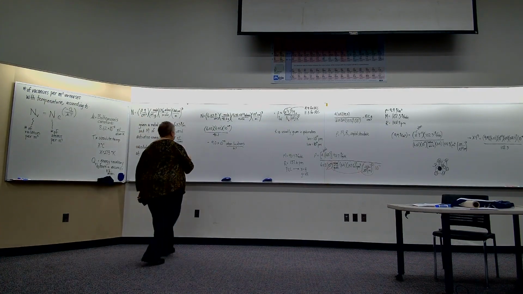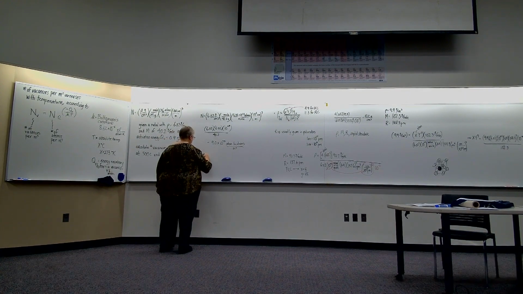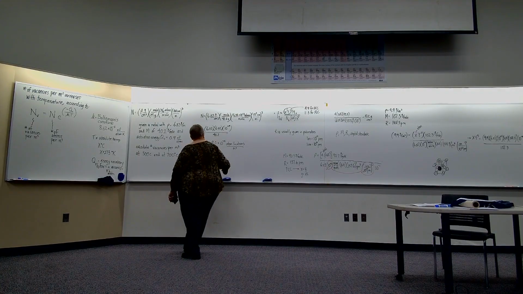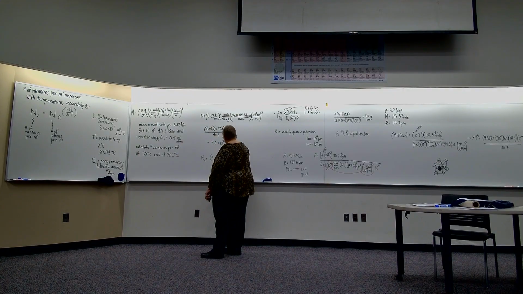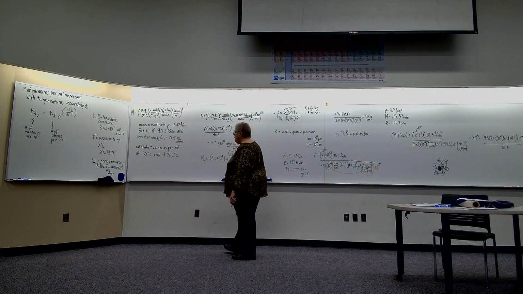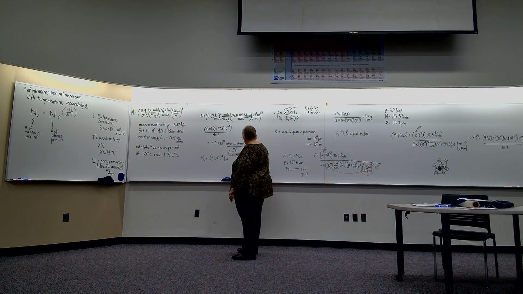So N sub V then is that number times e to the negative 0.9 divided by 8.62 times 10 to the negative 5. And we're at 500, so that'd be 773 Kelvin.